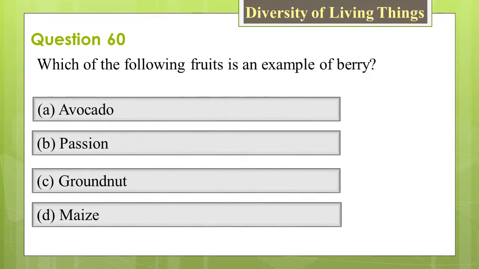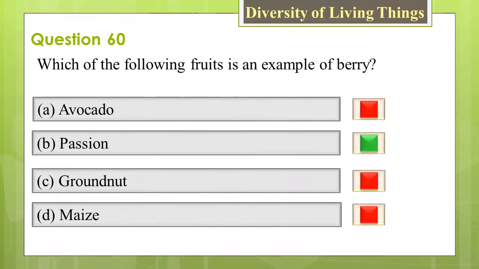Question 60. Which of the following fruits is an example of berry? A. Avocado. B. Passion. C. Groundnut. D. Maize. Which of the following alternatives is the best alternative? The best alternative is B. Passion.